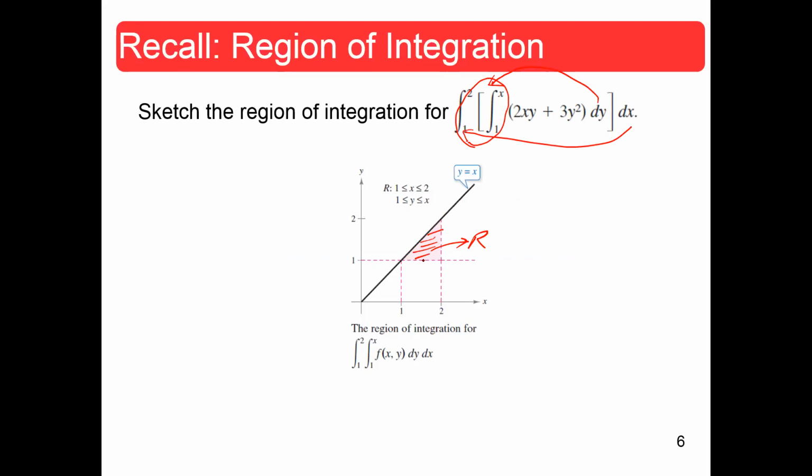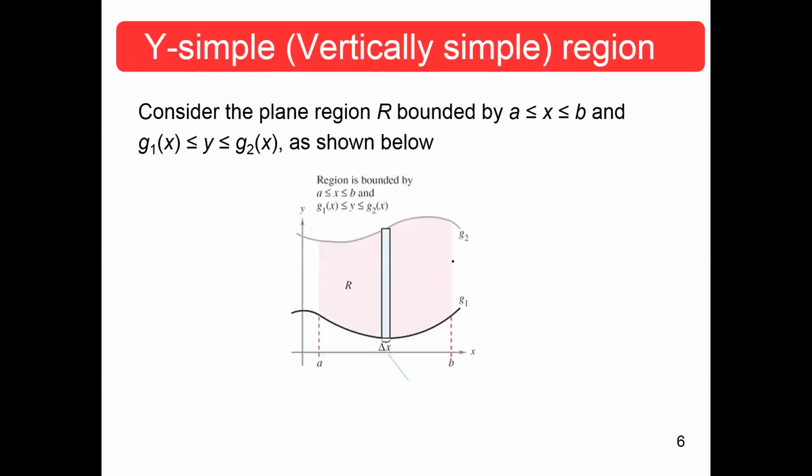A triangular shape could be expressed in terms of both the x simple or y simple description. But again, the triangular shape gives us one idea of how we can express a non-rectangular region by using some description about x and some description about y. So we're going to use this example as an introduction for non-rectangular regions. We'd like to start with the y simple region. Some books also call it vertical simple because y is in the vertical direction, right? So vertical simple region.